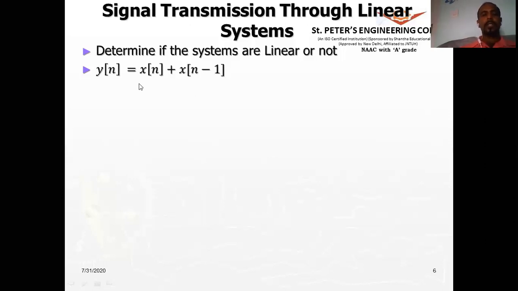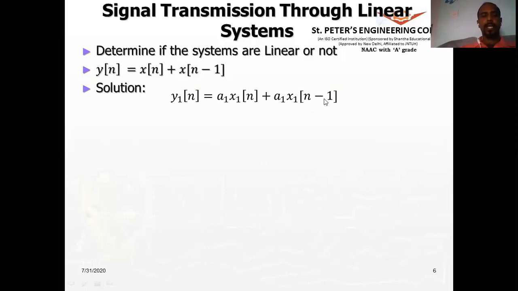Okay, now let us see what is the solution. If I give a1 x1 of n, then what will be the first output y1 of n? Because of the input a1 x1 of n, it will be equal to a1 x1 of n plus a1 x1 of n minus 1.